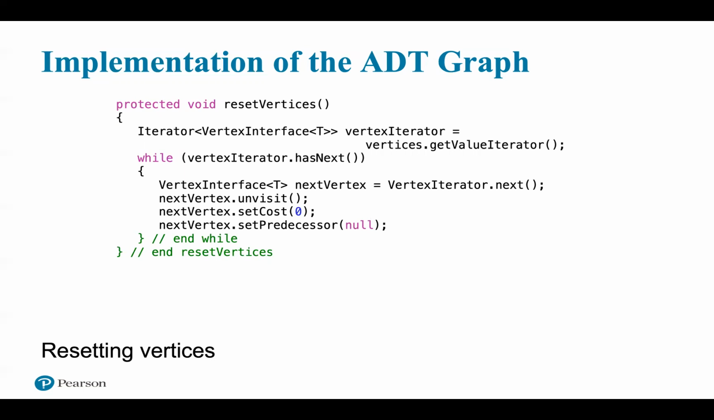The following method, resetVertices, sets the fields visited, previous vertex, and cost to their initial values. To do so, the method uses one of the iterators declared in the interface DictionaryInterface. The method is not public, as we will call it only from the methods declared in GraphAlgorithmsInterface.